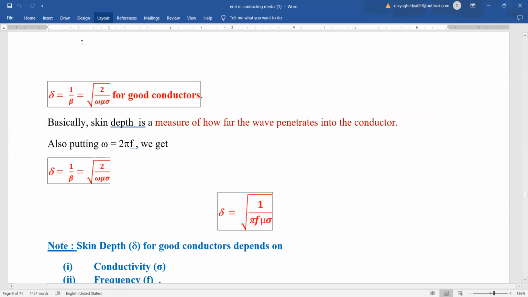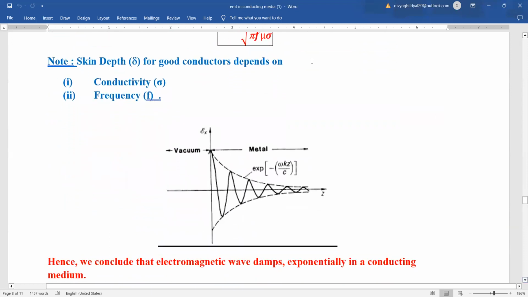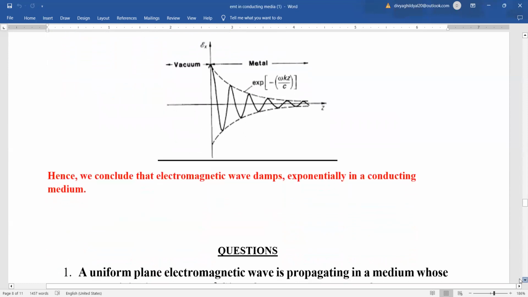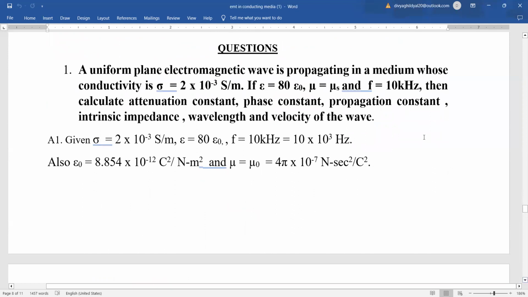From this expression, it is clear that the skin depth for good conductor depends upon conductivity and frequency. Here you can see how it is decaying exponentially for a good conductor. Now we conclude that the electromagnetic wave damps exponentially in a conducting media. This numerical has been asked many times in your exam. It is a simple numerical with a very simple application of the formulas. You only have to be careful while keeping the values given in the equation.